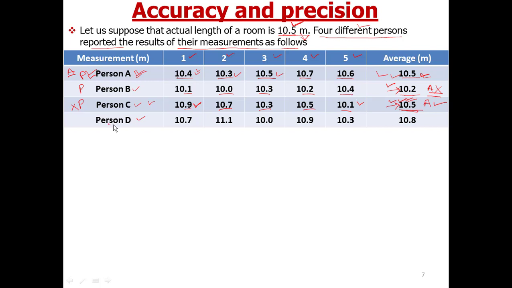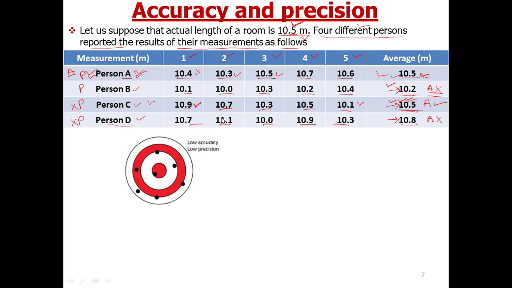Now let us see the results of person D. First see accuracy. The average value is not close to the real value, so it is not accurate. Next, his individual measurements also vary from one another and from the average value. So the measurements of person D are neither precise nor accurate. The most accepted result is the result of person A, which is both accurate as well as precise. We can also understand accuracy and precision by these illustrations.